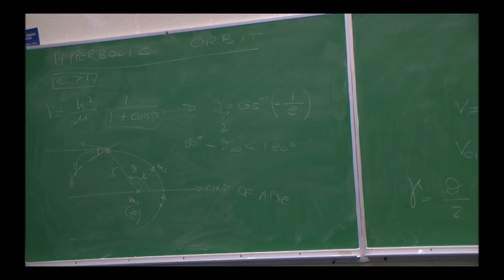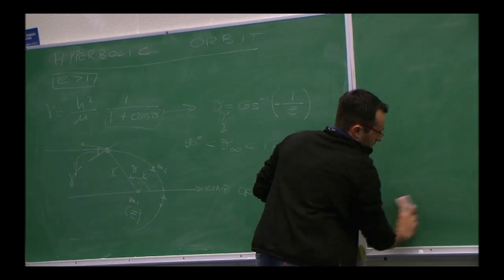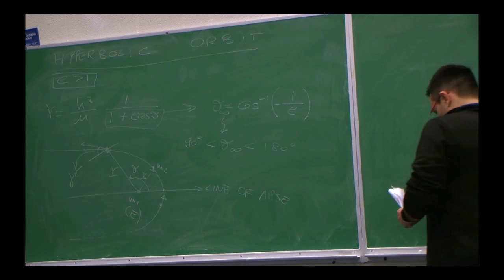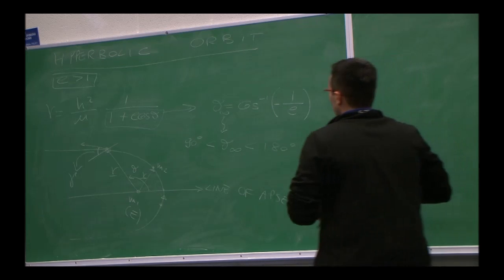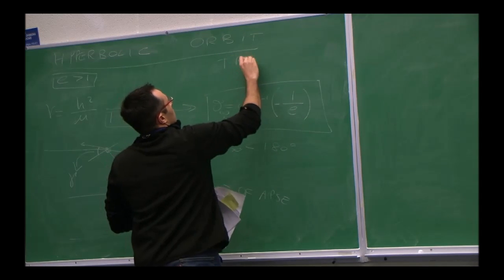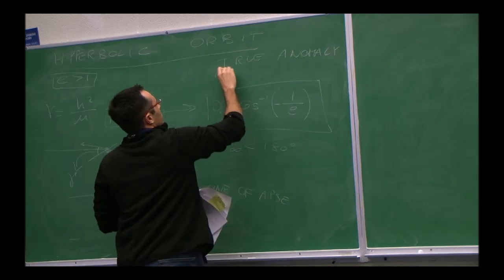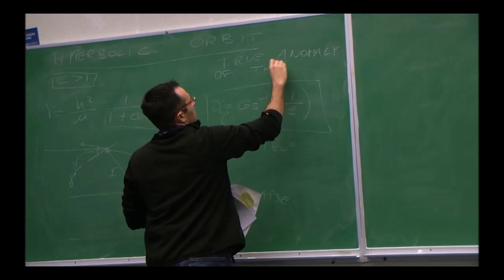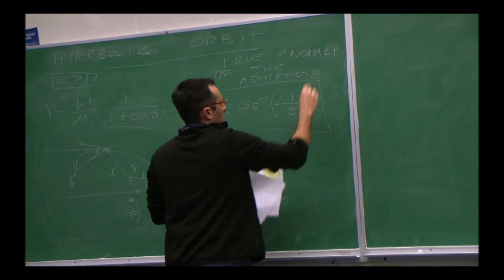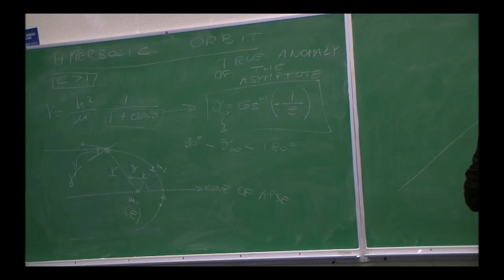So what do you call, if you have a curve that approaches a certain line at infinity, what's the name of that line? Yep, that's what we call this. This is the true anomaly of the asymptote. Okay, and so let's draw this, and I'll try to make it big so that hopefully I can fit all this stuff.